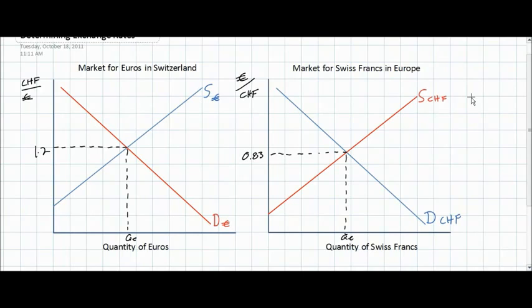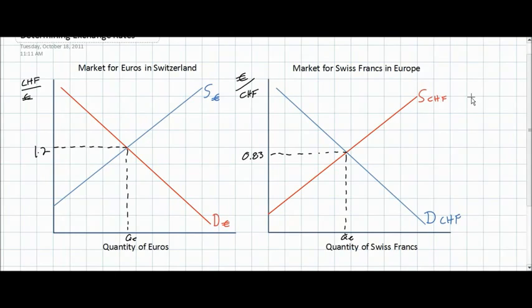Notice that the supply curve in this market is red, just like the demand curve for the market for euros is red. The reason both lines are red is that they both represent Swiss households. Whereas Swiss households, Swiss individuals demand euros, they are the suppliers of Swiss francs in European countries. In order to buy European goods, Swiss individuals must supply Swiss francs to the European foreign exchange market.